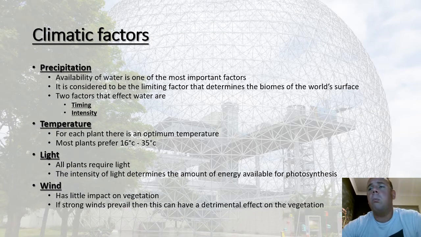Then we have light. All plants require light, so the intensity of light determines the amount of energy available for photosynthesis. Hence, like my past example, in some places around the world where they have long winters, and in long winters we have short days, the amount of vegetation decreases, and it impacts what type of vegetation we have there. And then wind has little impact on vegetation. If a strong wind prevails, this can have a detrimental effect on the vegetation. You'll see it with some of the trees on the central coast where there's prevailing wind, a wind that comes in a certain direction for a long period of time. Trees are actually bent over in that particular way.